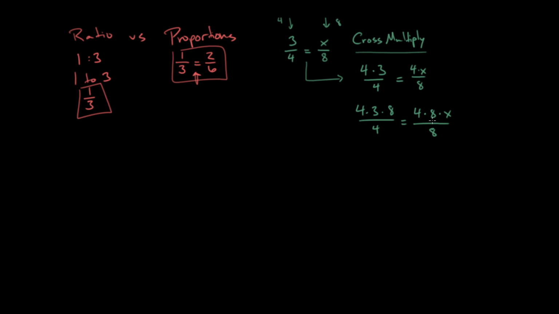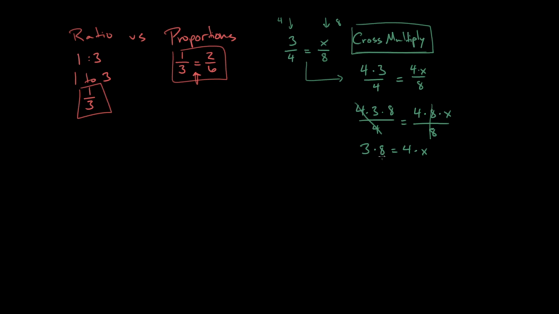And so what are these fractions? They're really just division. When I divide 4 by 4, I just get 1, and when I divide 8 by 8, I just get 1. So what I'm left with is 3 times 8 is equal to 4 times x. What cross multiplication really is, is just multiplying by both denominators. When I multiply both sides by the denominators of my two fractions, each side is going to have one of them divide out.